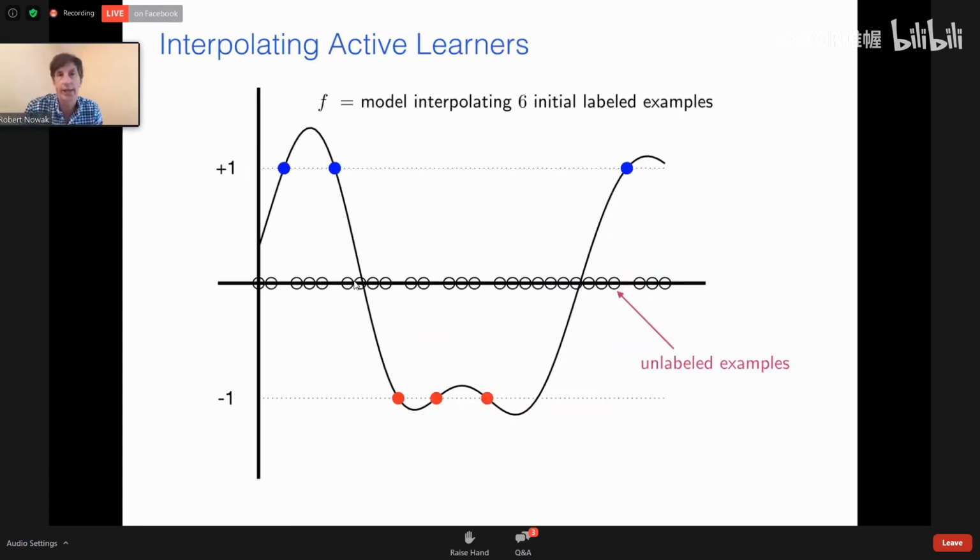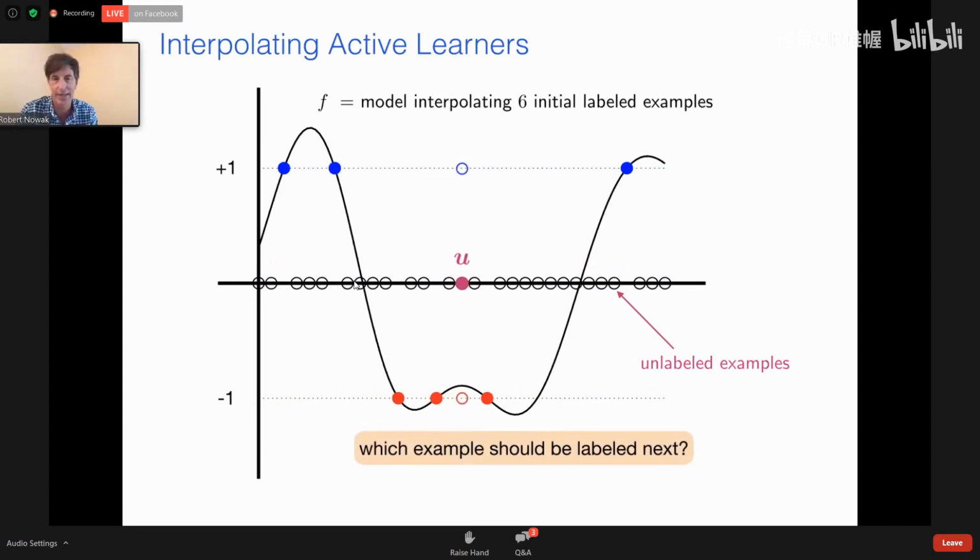So here's the idea. We call it interpolating active learners. What I'm showing you here is a model interpolating six labeled data points, the three blue points and the three red points here. And this is our function that's interpolating those. That could be a kernel interpolator, or it could be a neural network function interpolator. Now, we have a lot of unlabeled data that we can ask labels for. And every time we get a label, that will hopefully improve our overall prediction function. So the question is, which unlabeled example should we collect? We have a choice here. That's what active learning is all about, selecting the next unlabeled example to get a label for. And whichever one we take, the label could turn out to be plus one or minus one in this binary classification setup.